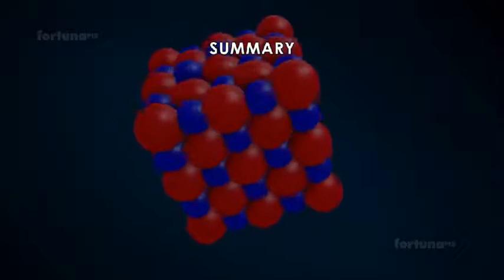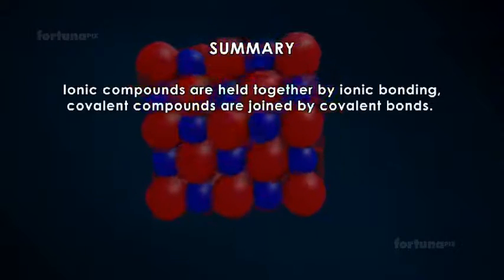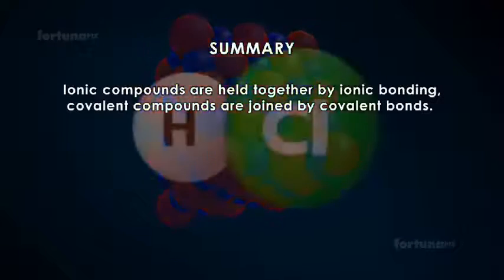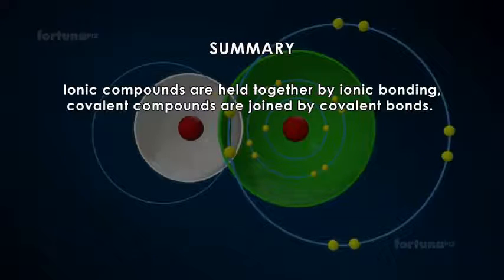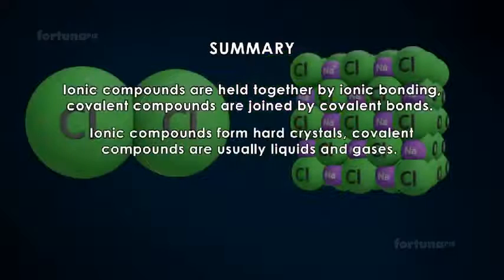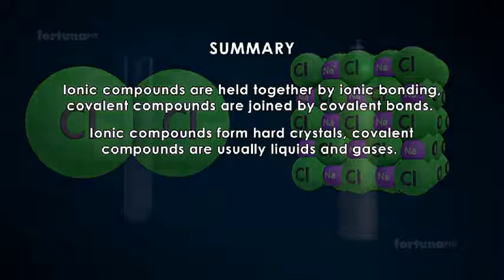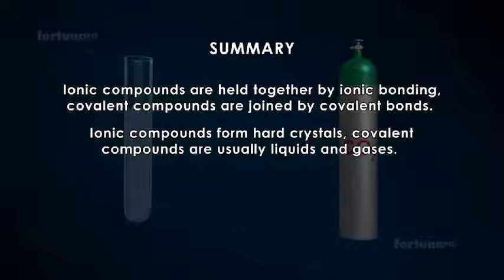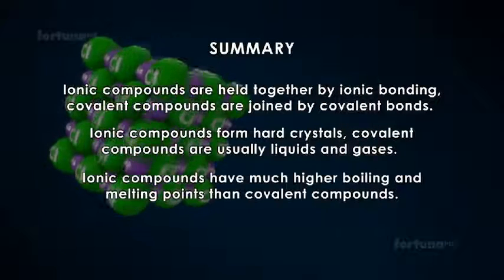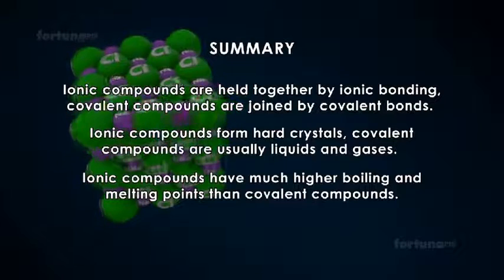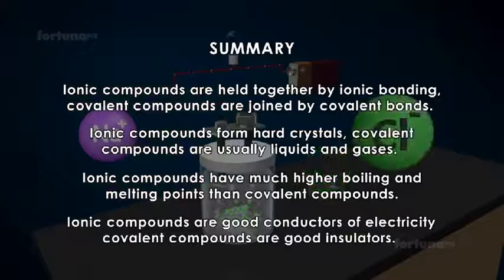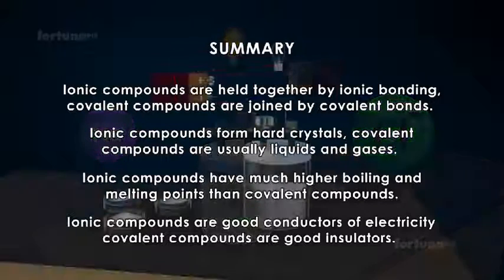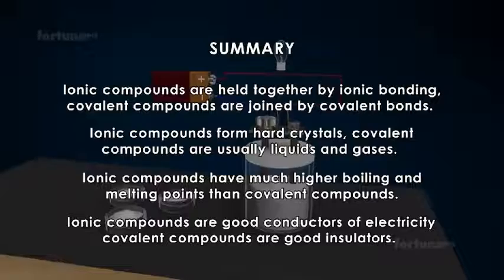Summary: ionic compounds are held together by ionic bonding. Covalent compounds are joined by covalent bonds. Ionic compounds form hard crystals. Covalent compounds are usually liquids and gases. Ionic compounds have much higher boiling and melting points than covalent compounds. Ionic compounds are good conductors of electricity when dissolved. Covalent compounds are good insulators.